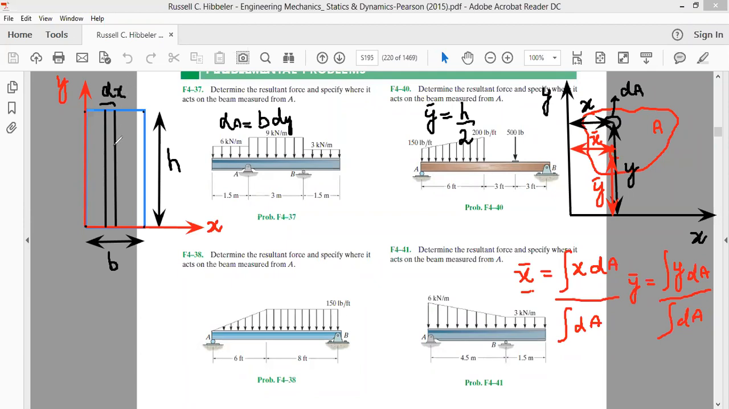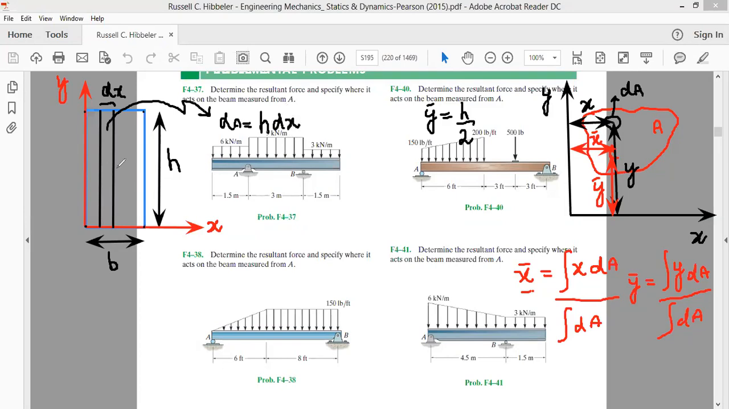Now as far as our small area dA is concerned, this small area is in the form of a rectangle. Therefore, its area dA is equal to h into dx. So dA now for us is equal to h into dx.